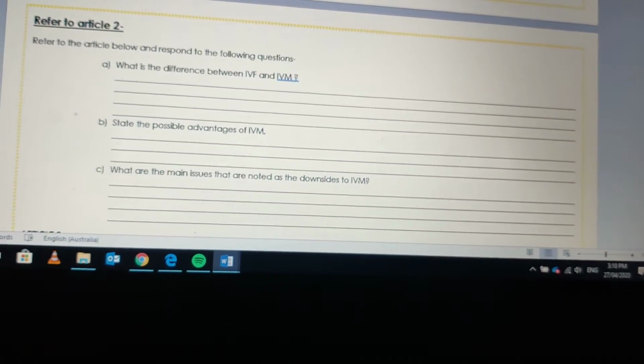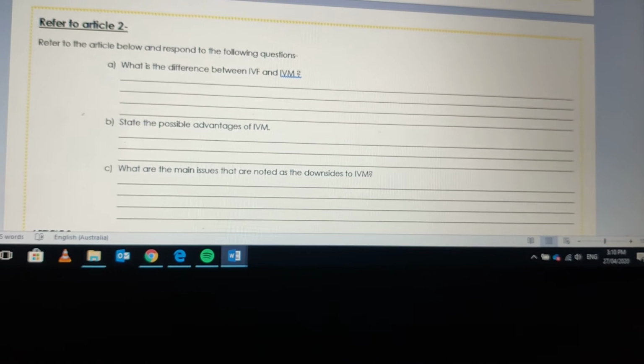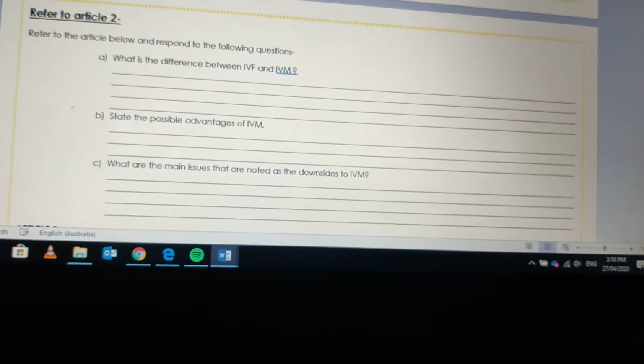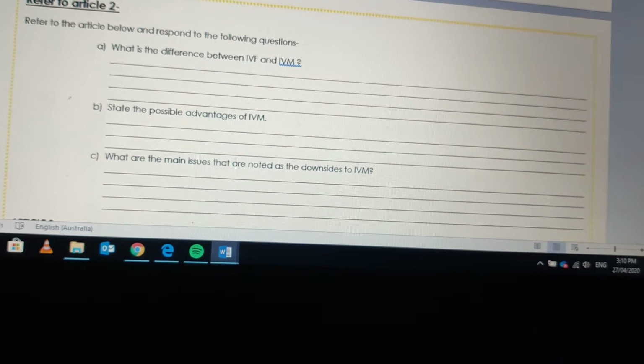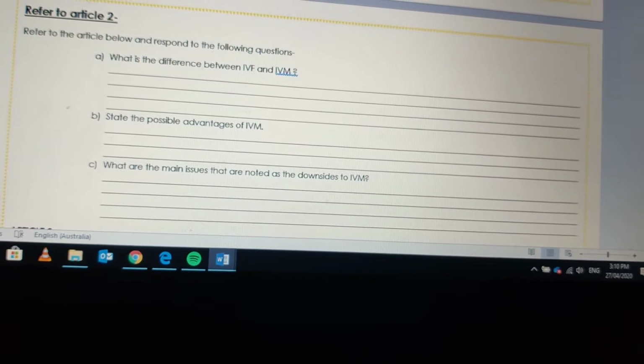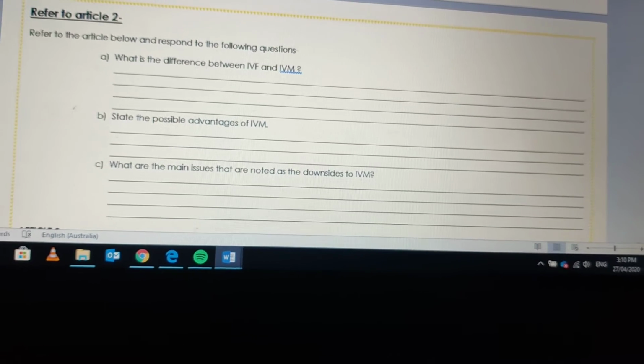Article 2 relates to the next article underneath. There are only 3 questions. This is about a new procedure, slightly different to IVF. It's called IVM. So you've got to look at the article and tell me what the difference is. What could be the possible advantages of it over IVF? And then there are some issues around it that are the downsides or maybe the negative aspects of it.